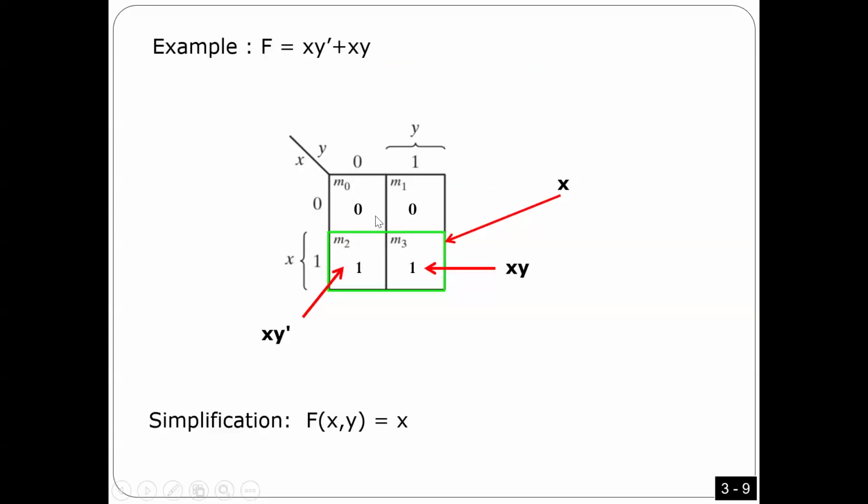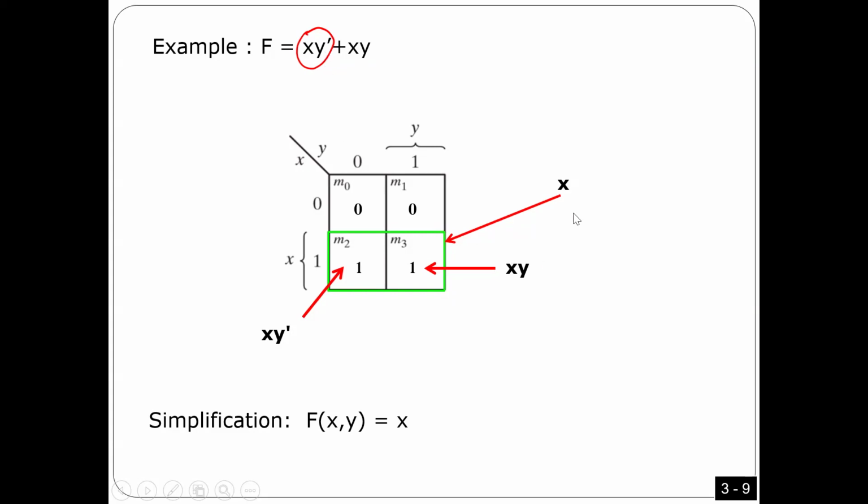Let's look at this example here, guys. I give you this function this way, xy prime or xy. The first thing you have to do, if I give you the function this way, is put ones and zeros here. How can you do that? Listen to me. What does xy prime mean? It means all the squares that are in the area of x overlapped with the area of y prime should be ones.